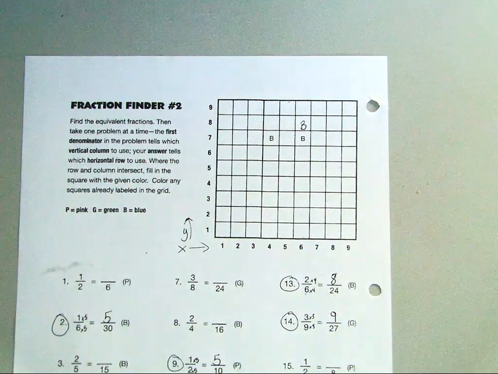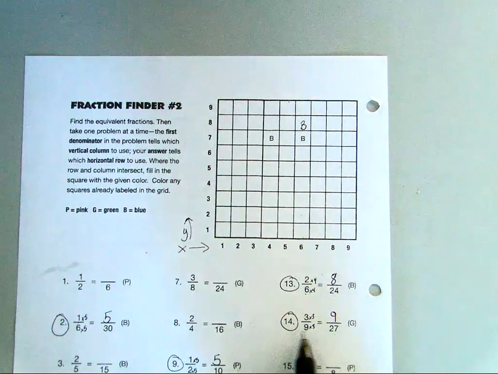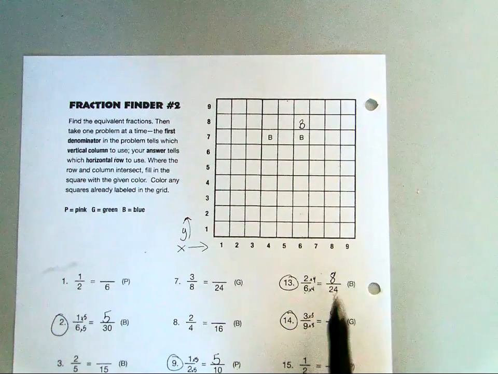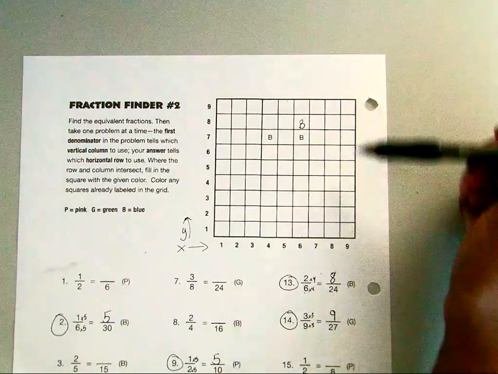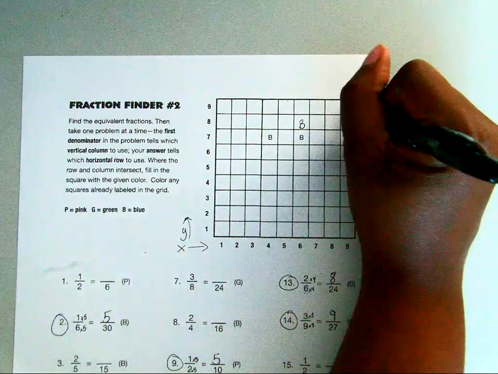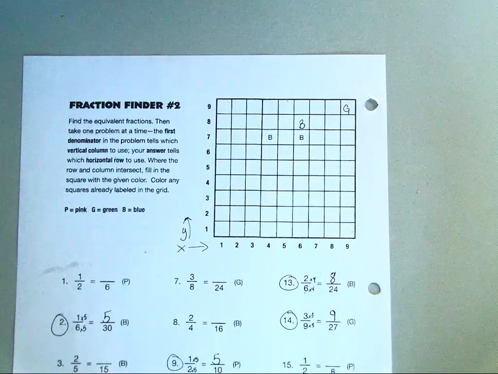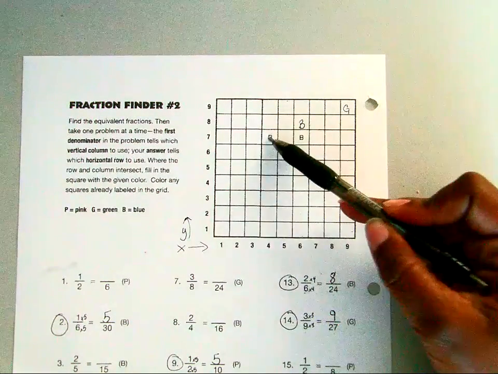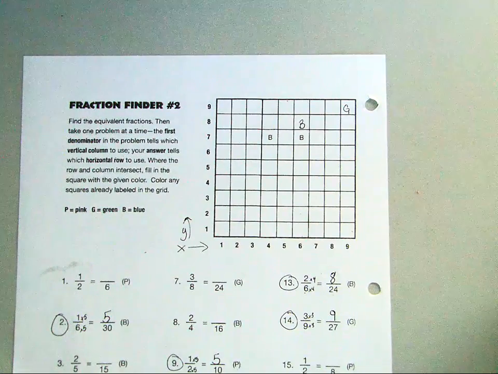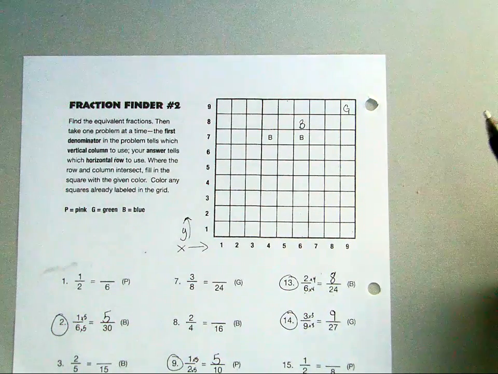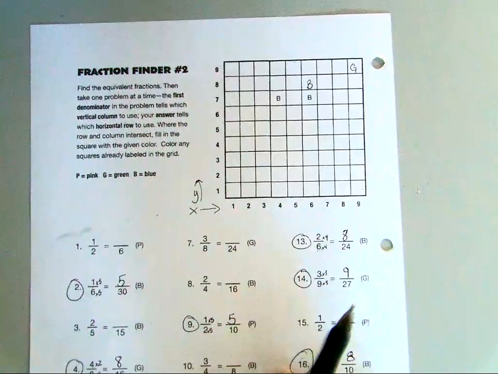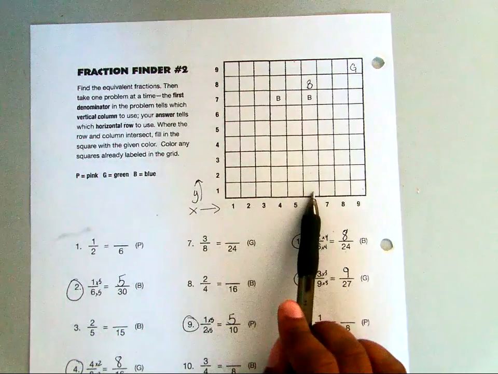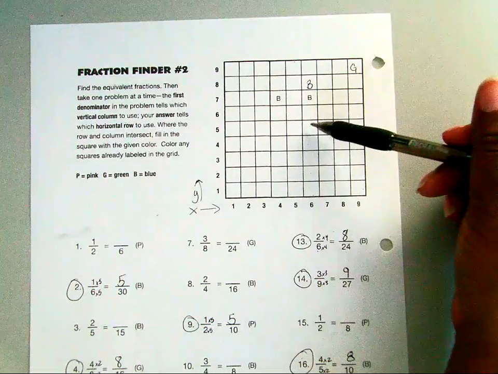Okay? For this one, my first denominator is a 9, and my answer is also 9. So I go over to 9 and go up to 9, and it's going to be green. And you will actually color these in with color pencils. I just don't have my color pencils right here with me. So this will be blue, this will be blue, this will be blue, this will be green. When you finish, it's going to give you a word. Okay, I'll show you some more. Right here, my denominator is 6, and my answer is 5, so I'm going to go over 6 and up 5. Right here, it's going to be blue.